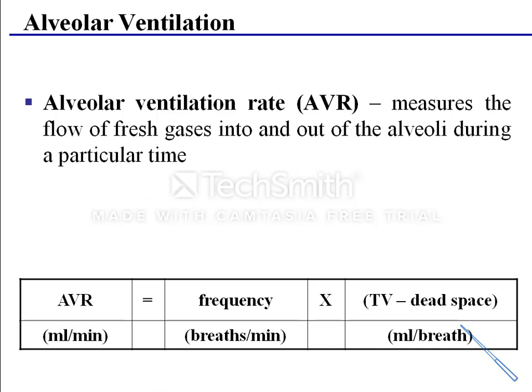Alveolar ventilation, that is the alveolar ventilation rate, measures the flow of fresh gases into and out of the alveoli during a particular time. That is called alveolar ventilation rate, which is a product of frequency and tidal volume minus dead space.